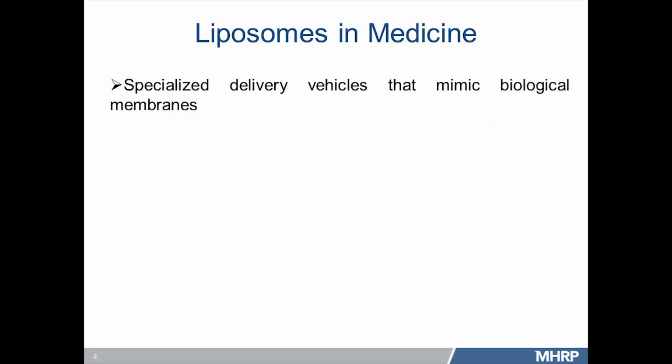So liposomes are specialized delivery vehicles. They mimic biological membranes and are recognized more readily by cells. They have lipids and proteins inside, depending on what kind of liposome you are talking about. But generally, they are made of lipids. You can put proteins also.